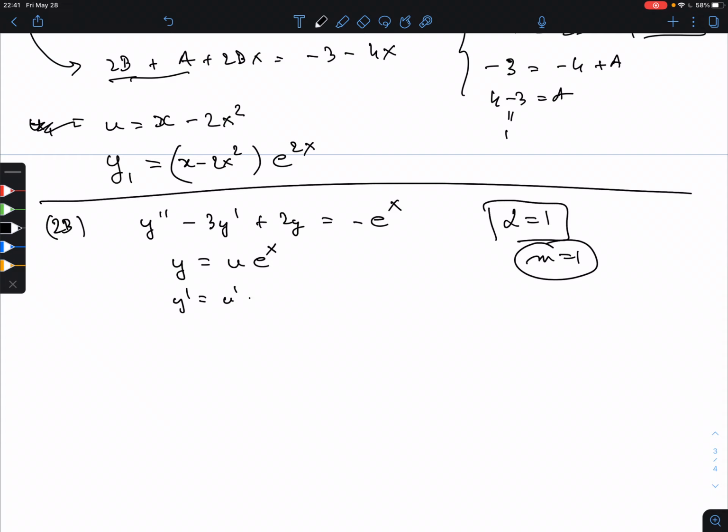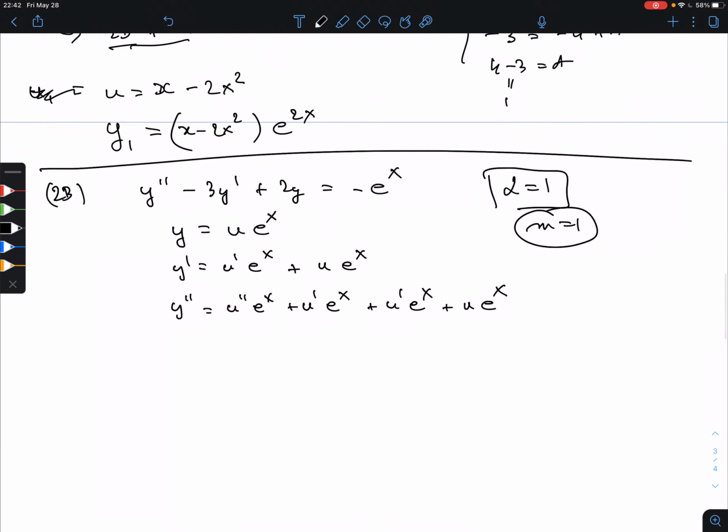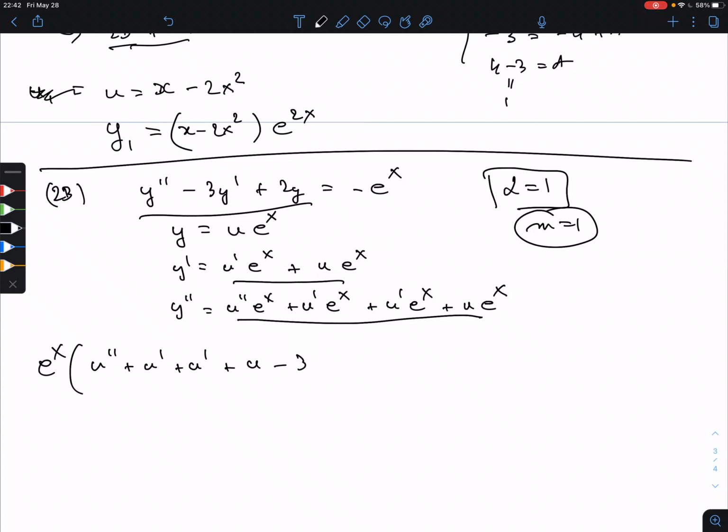y prime is then u prime e to the x plus u e to the x, that's easy. y double prime is then u double prime e to the x plus u prime e to the x plus u prime e to the x plus u e to the x. Plug this all in, I get e to the x in front. So I get u double prime plus u prime plus u prime plus u, minus 3 times u prime plus u, and then plus 2 times u, and that is equal to minus 1 times e to the x, and the e to the x cancels.